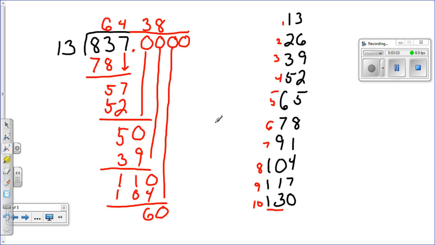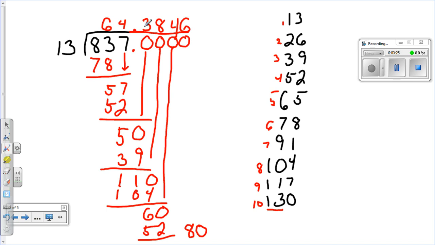So now I got 60. Closest but less than gives us a nice looking 4. 4 times 13 gives us 52. Let's put our 4 up there. We subtract these two. When we subtract these two, we get a nice looking 8. So we bring down that last 0. We get a nice looking 80. So closest to 80 is 6. So now our decimal place went up there.